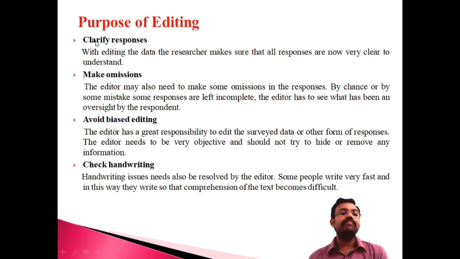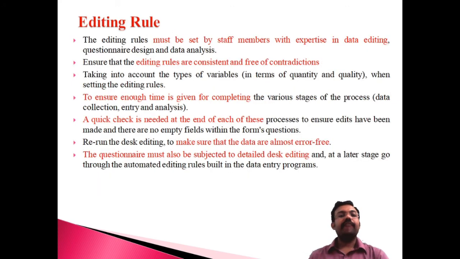So these are the important purposes of the editing. Once again, the first one is to clarify the responses, to make the omissions, avoid the biased editing, and check the handwriting. These are the important purposes of the editing. Okay, finally, discussing the different editing rules.